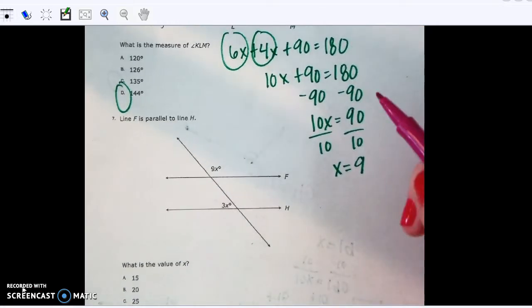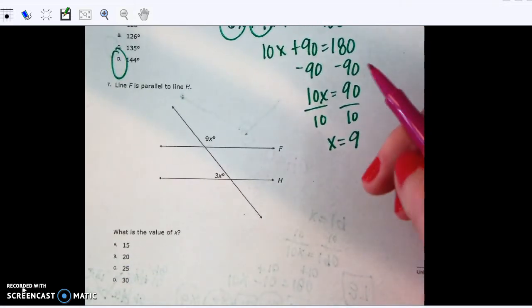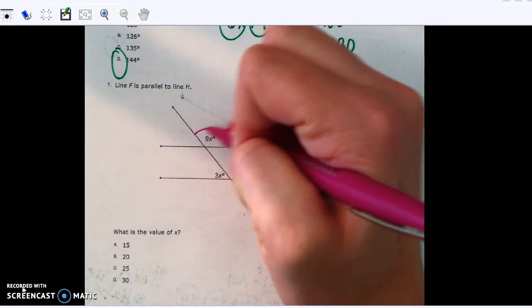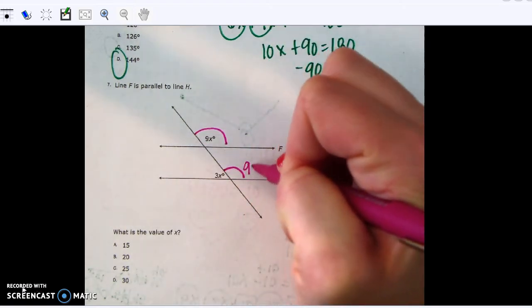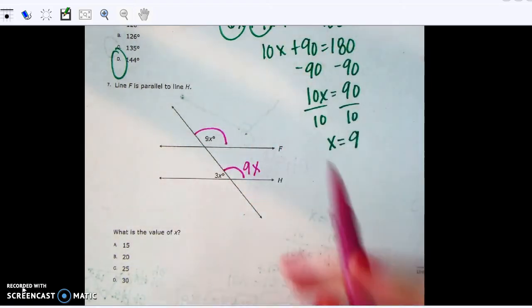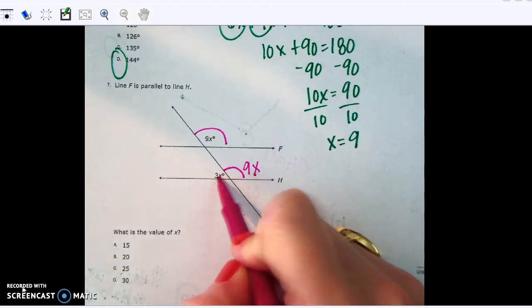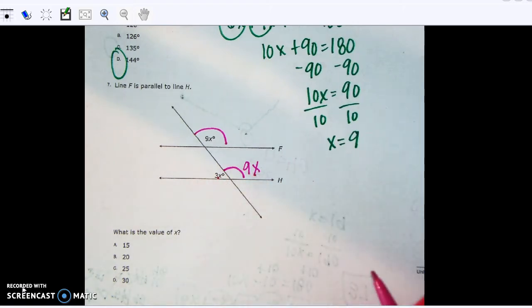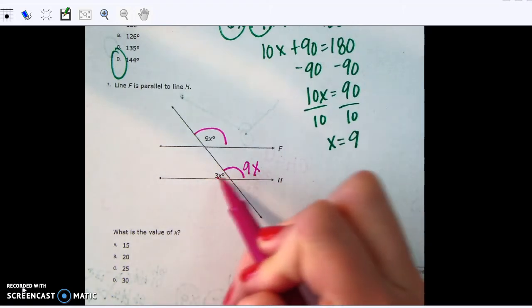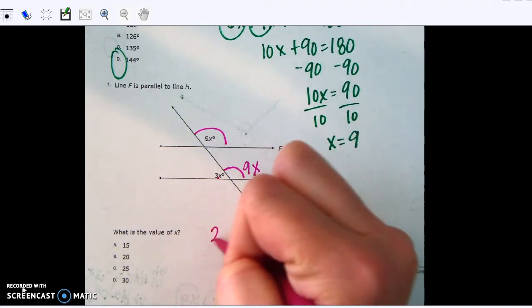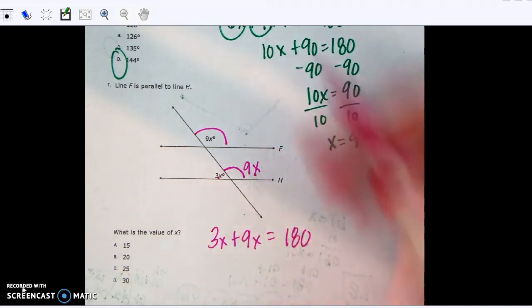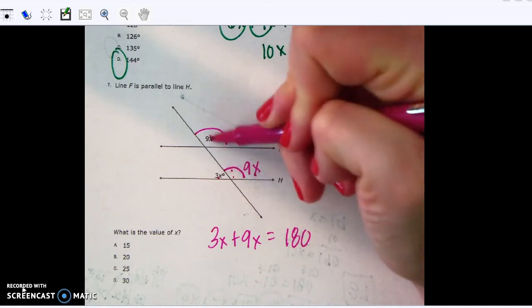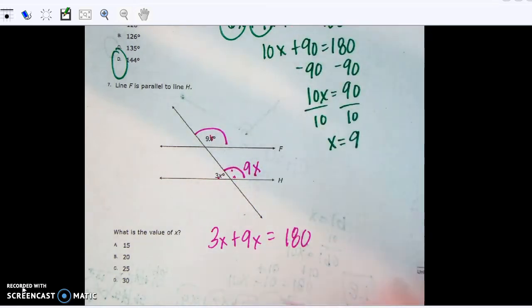Next one, F is parallel to H. So 9x would be corresponding with this angle. So this angle would also be 9x. And now I know that 9x plus 3x gives me 180 degrees because these two are supplementary. So 3x plus 9x equals 180. And again, I figured that out because these two angles here are corresponding, so they have to be congruent.